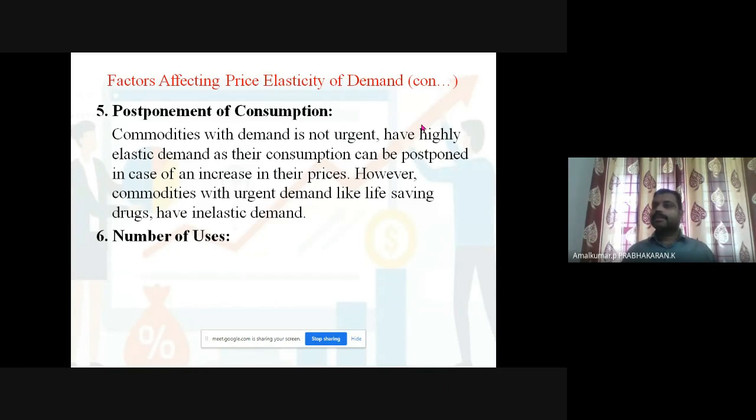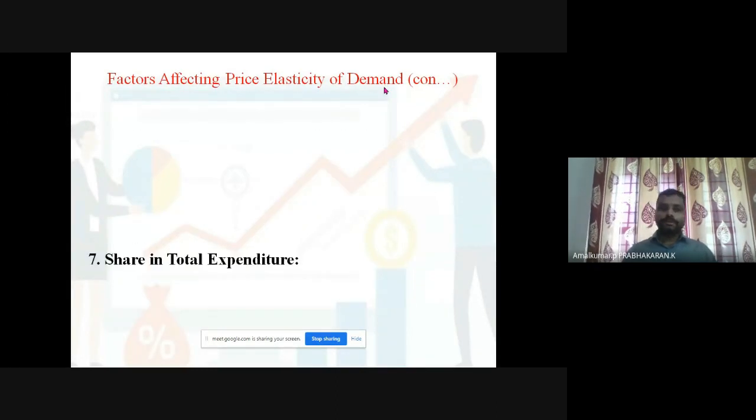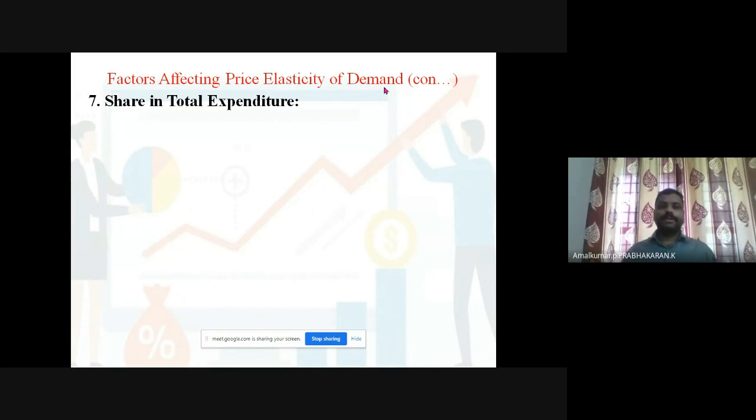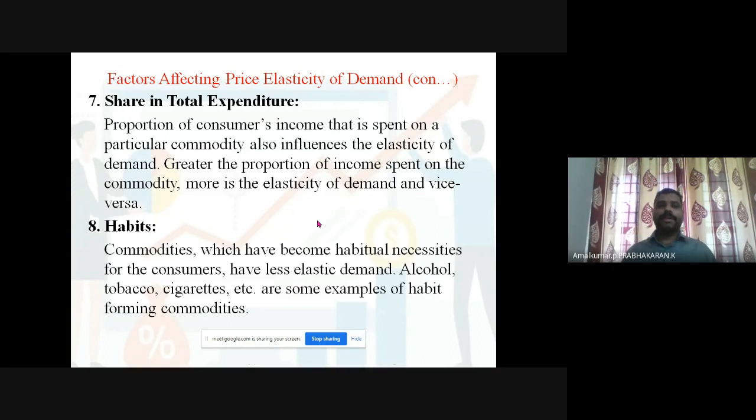The number of uses, that means alternative uses of the particular commodity, also affects the price elasticity of demand. The seventh one is the share in the total expenditure. The share in the total expenditure of the particular consumer also affects the price elasticity of demand. And the final one is the habits of a particular consumer.